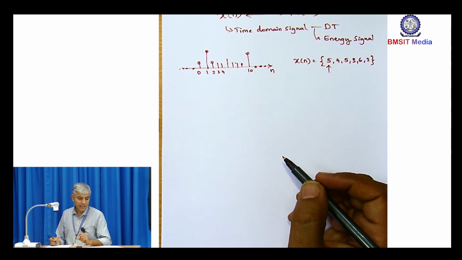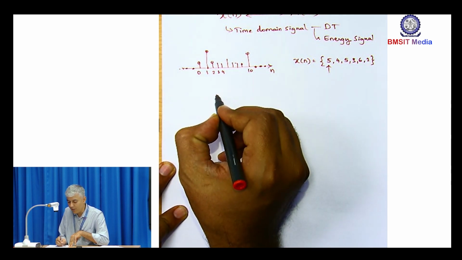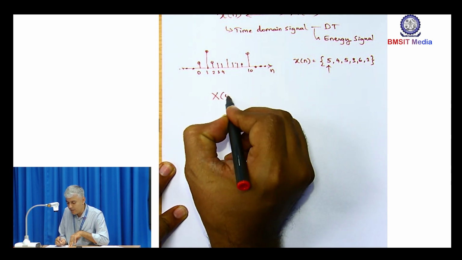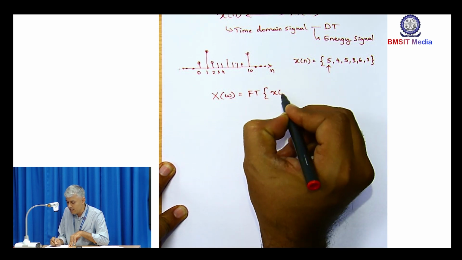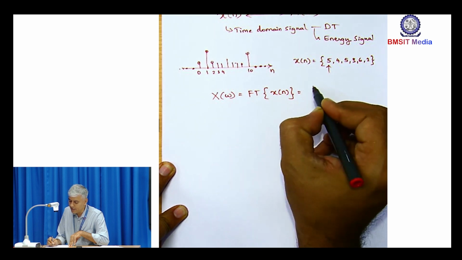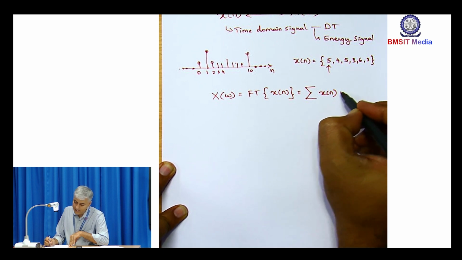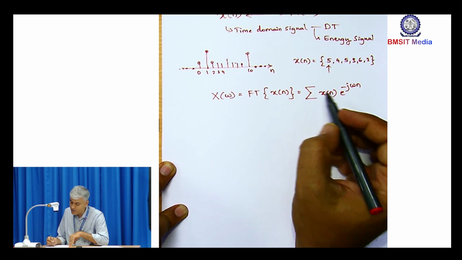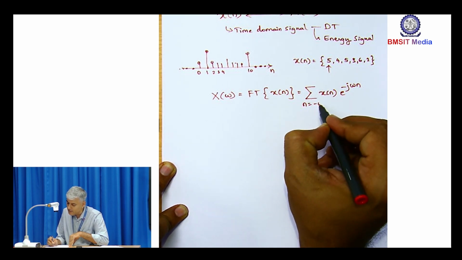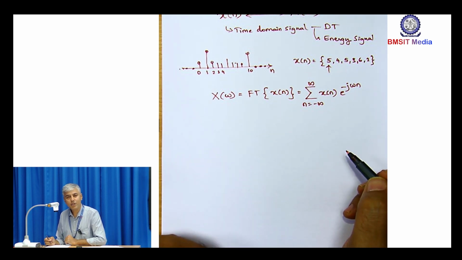Now these signals are going to be represented using the Fourier transform. What is the Fourier transform, x of omega? So x of omega, which is the Fourier transform of the signal x of n, is represented as summation x of n e raised to minus j omega n, and this range of n we will consider as minus infinity to plus infinity. This is the representation of the signal.